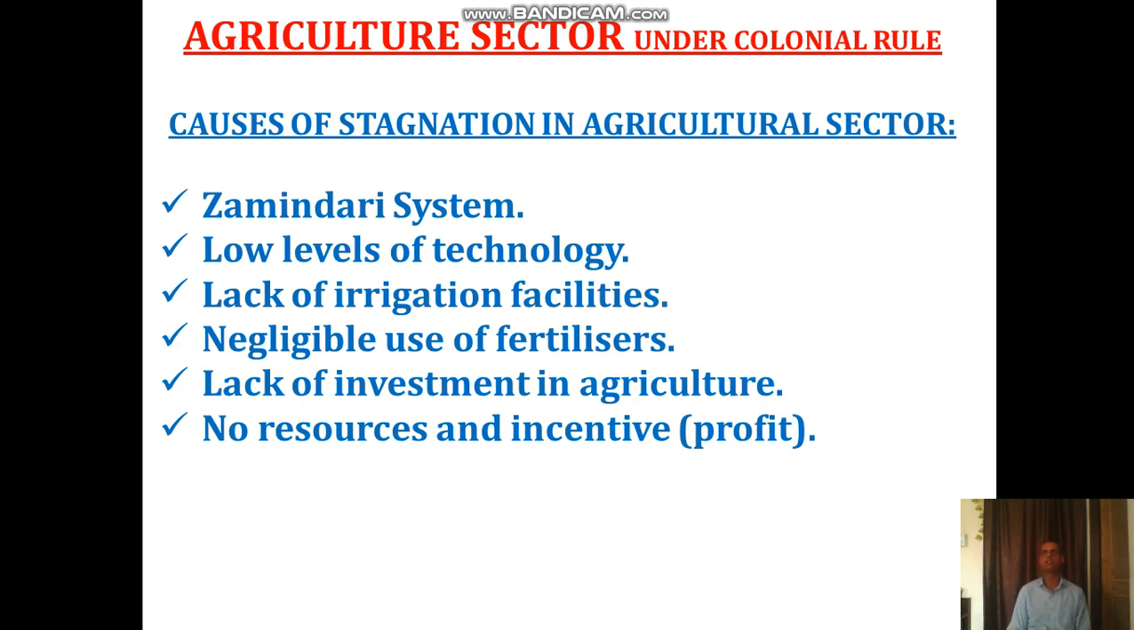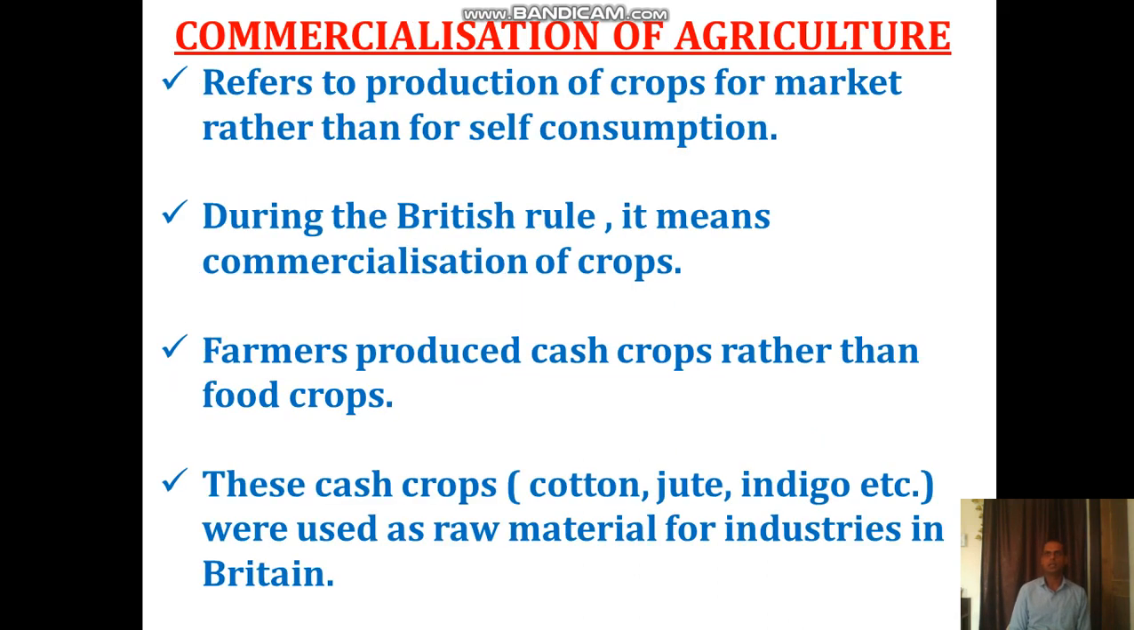They just had to work in fields as tenants. Tenant means as on a rented property, they had to work on rented land, and for that no profit was given to them. So that was the state of agriculture under the colonial period. And in the next video class we will try to understand the commercialization of agriculture.